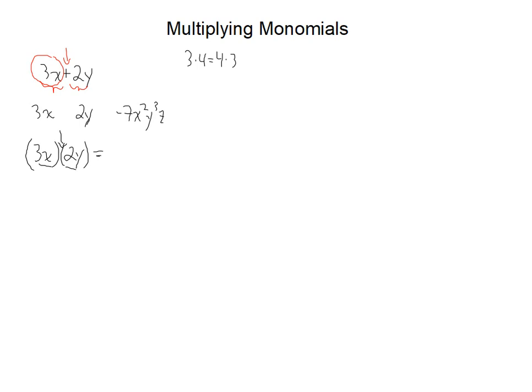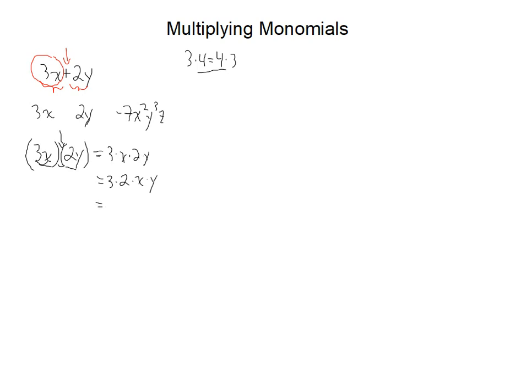And again, remember this means 3 times x times 2 times y. So let's write it like that: 3 times x times 2 times y. And just like we did up here with the 3 times 4 example, let's rewrite this so that the coefficients, or the numbered portions, are together multiplied. So we'll do the 3 times the 2 times the x times the y.